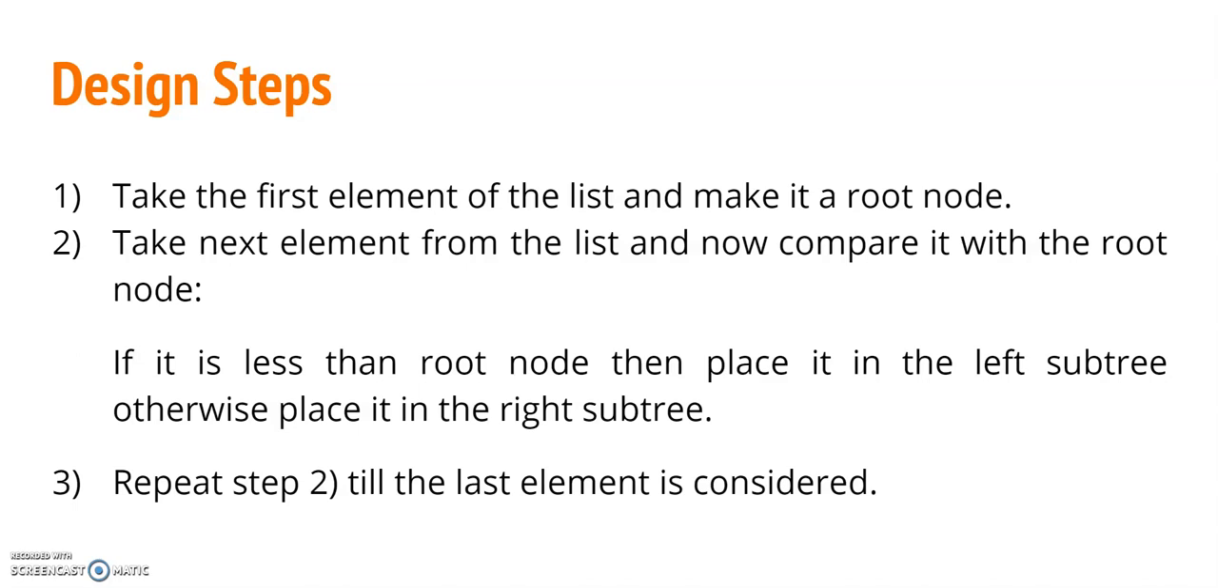Second step is take the next element from the given list of elements and compare that element with the root node. If you find that the element is less than the root node, then we place that element in the left subtree. Otherwise, we will place that element in the right subtree. We repeat step number 2 till the last element is considered.